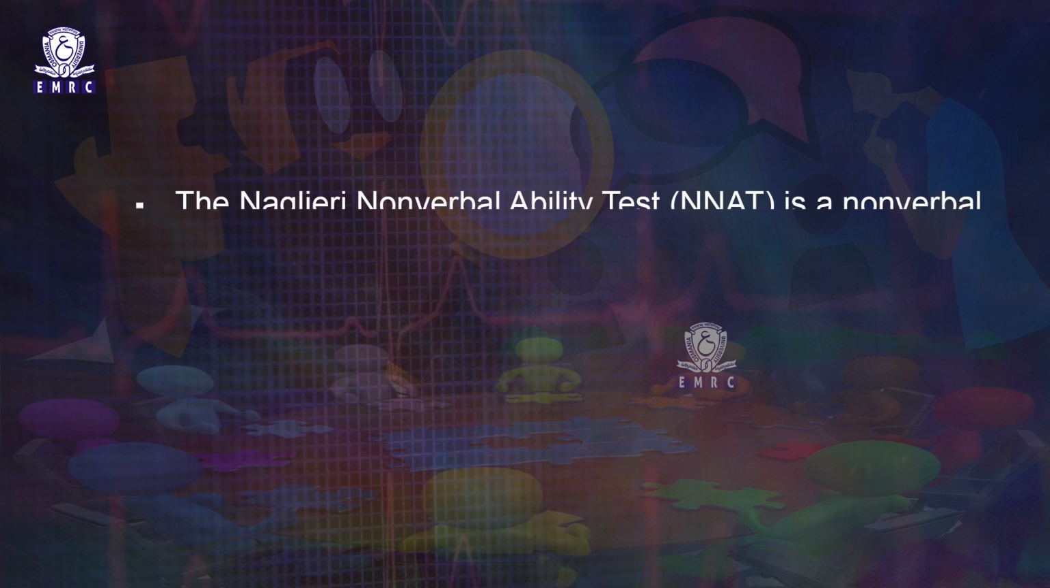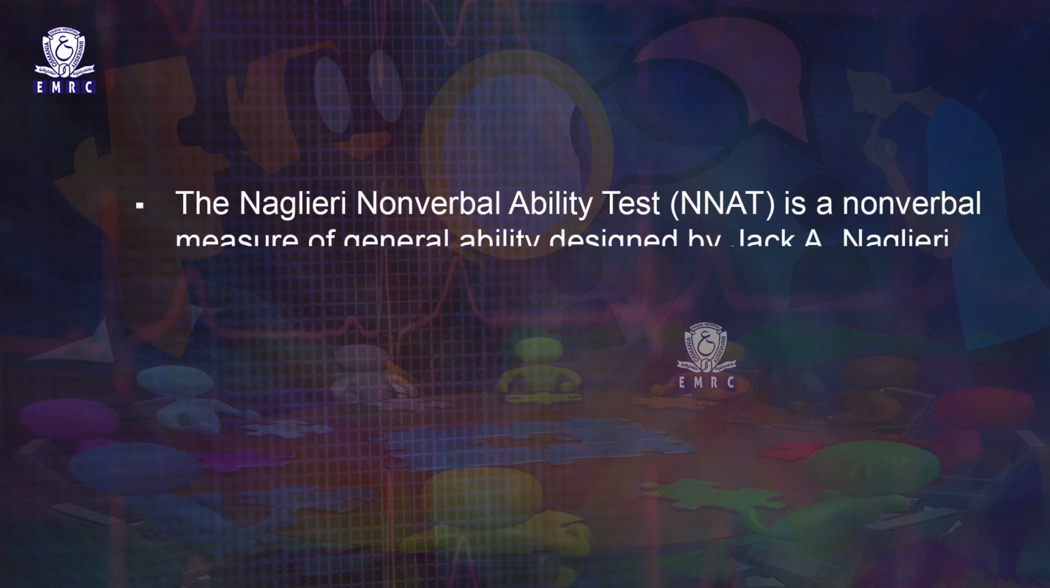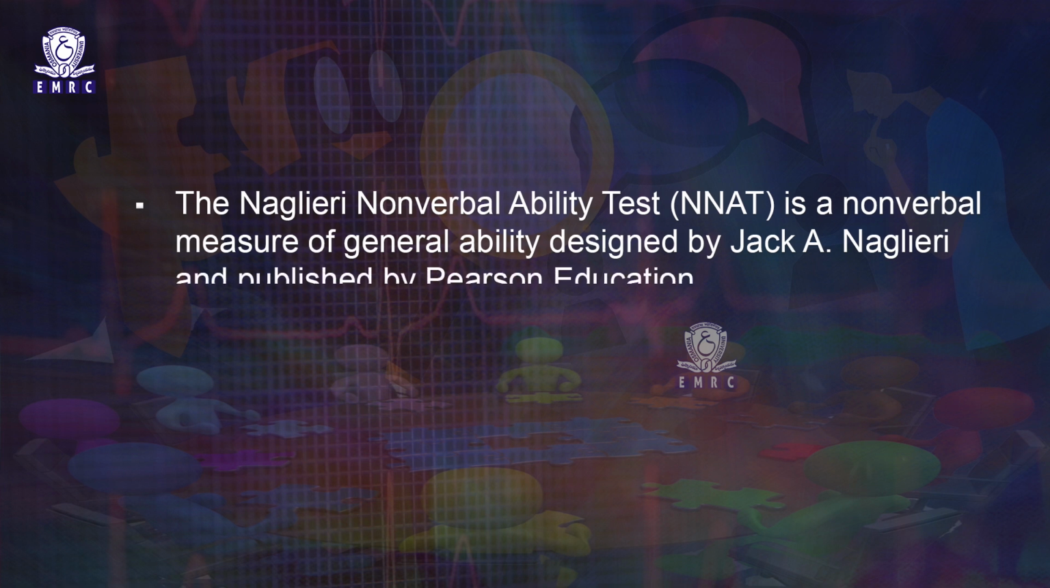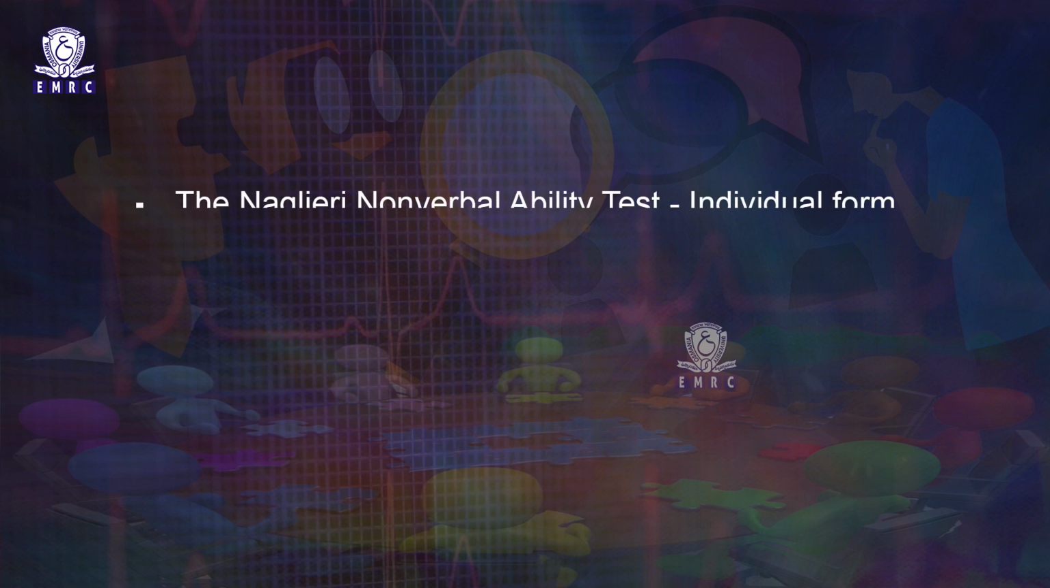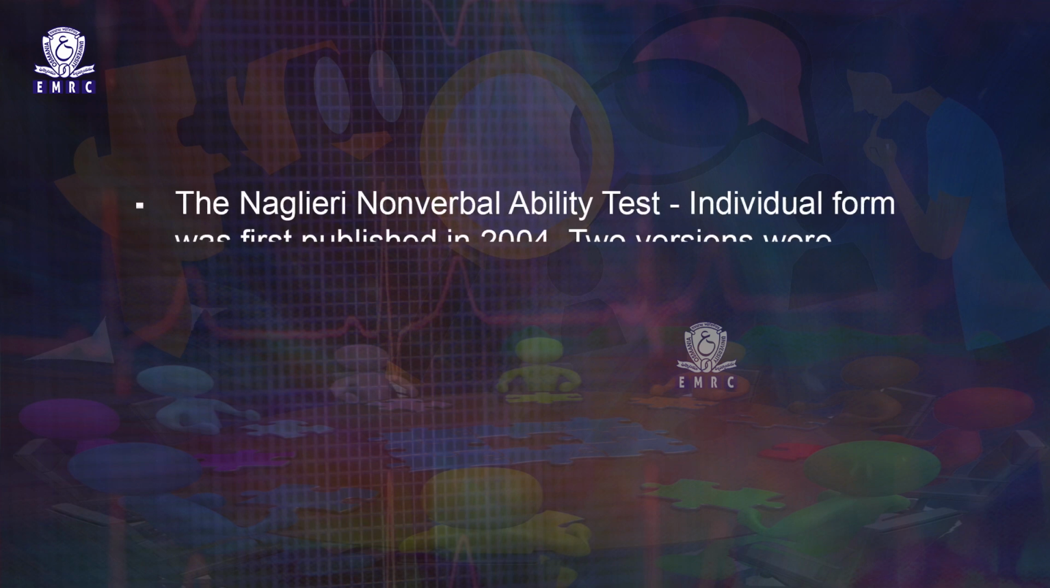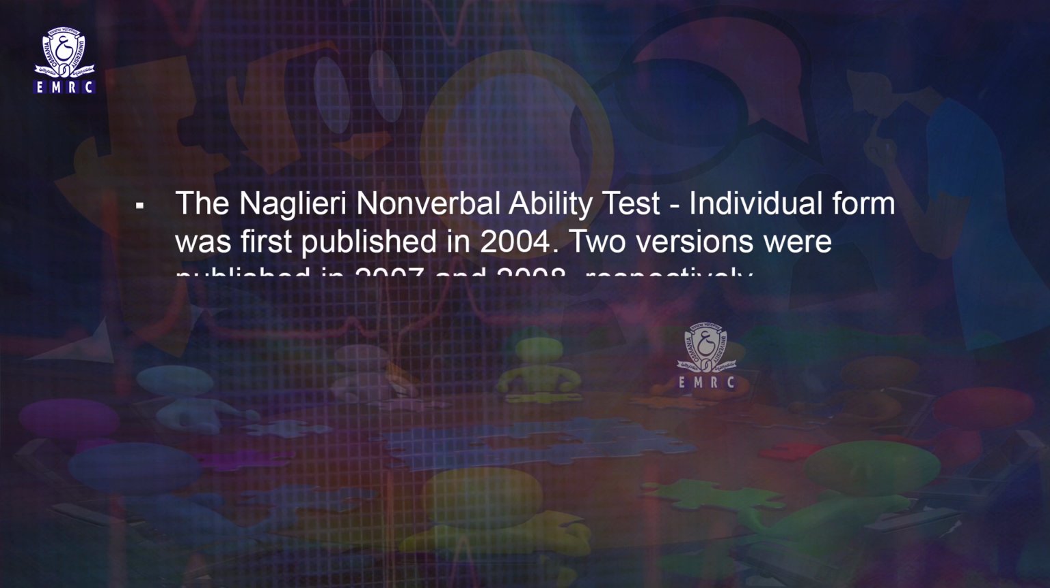The Naglieri Non-Verbal Ability Test is a non-verbal measure of general ability designed by Jack A. Naglieri and published by Pearson Education. The Naglieri Non-Verbal Ability Test, or NNAT, in an individual form, was first published in 2004. Two further versions were published in 2007 and 2008 respectively, and the most current format is NNAT3. Like all non-verbal ability tests, it intends to assess cognitive ability independently of linguistic and cultural background.